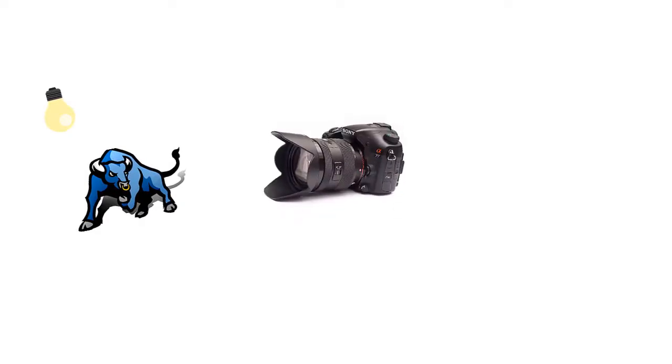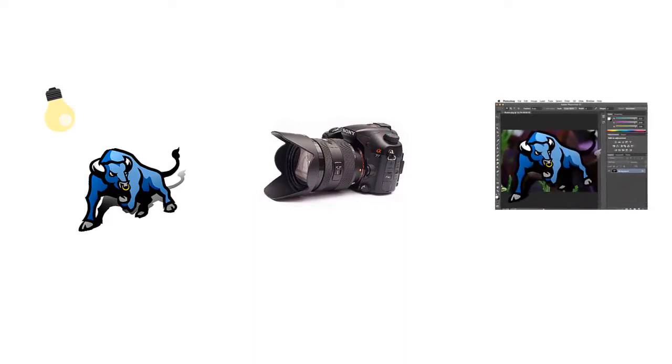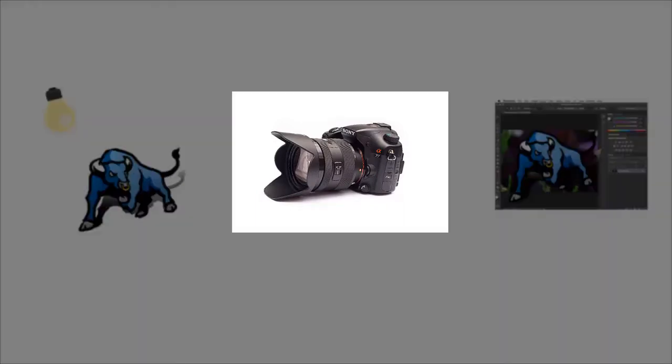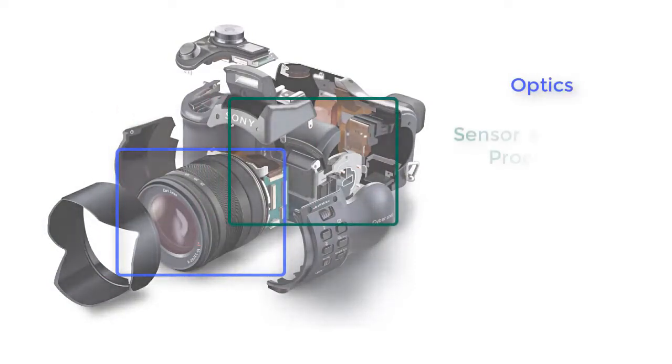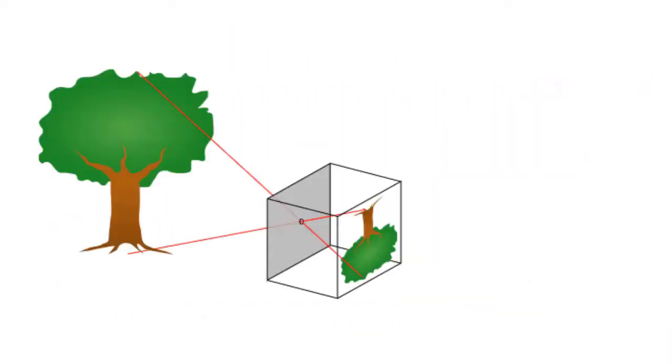Here is the digital imaging pipeline where the object is illuminated and is captured using a digital camera, and then there is some kind of post-processing. But our main focus will be on the digital camera. The key components of a digital camera are optics and the imaging sensor, as well as the image processors.